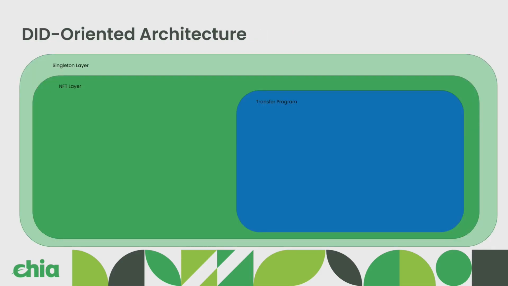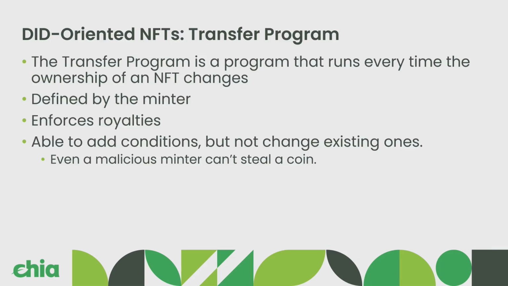The NFT layer is represented so fat because it was doing a lot of work. And you can see there's no inner puzzle because it's all in the NFT layer. The transfer program was put there by the minter and would run every time the ownership changed. And this allowed us to enforce royalties. The transfer program had rules around being able to add conditions and examine existing conditions, but not change the existing conditions, which meant that even a malicious minter would not be able to steal an NFT.